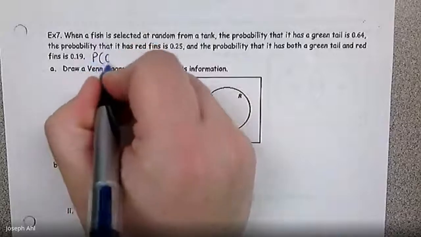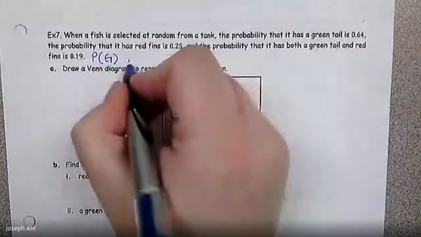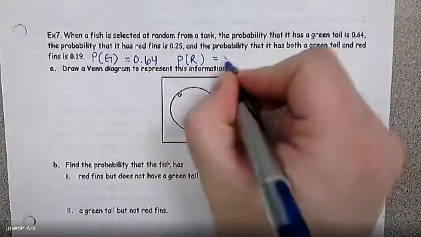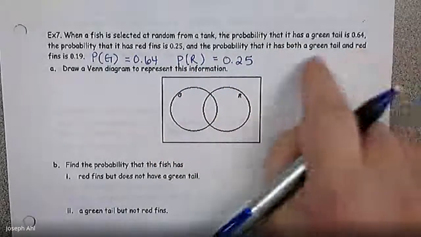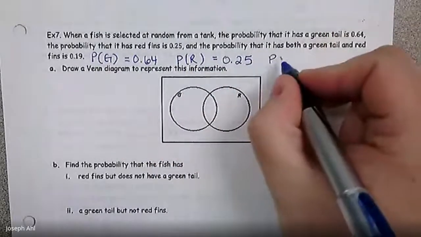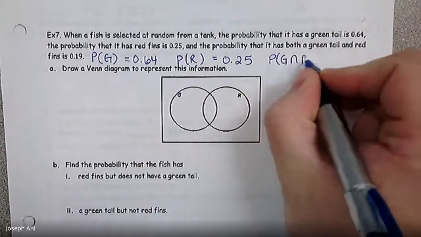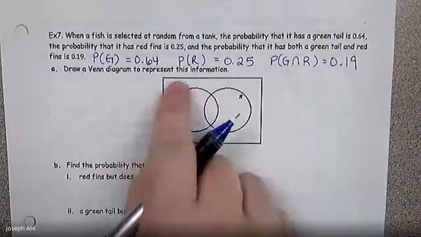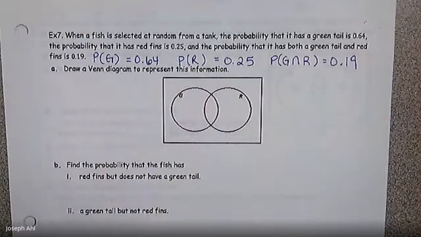So if we write that down in summary, the probability of green is 0.64. The probability it has those red fins is 0.25. And the probability it has both, which I'm going to write with the notation G and R, is 0.19. Draw a Venn diagram to represent the information here.